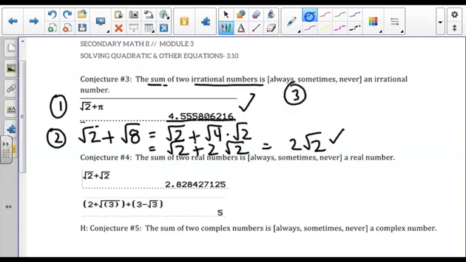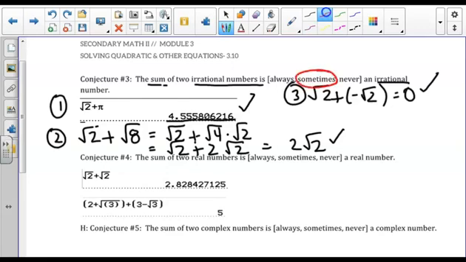If we try a third example, root 2 plus negative root 2, we get 0. Now when we get 0, that proves that it's not always irrational, in that the sum of 2 irrational numbers will sometimes be an irrational number.